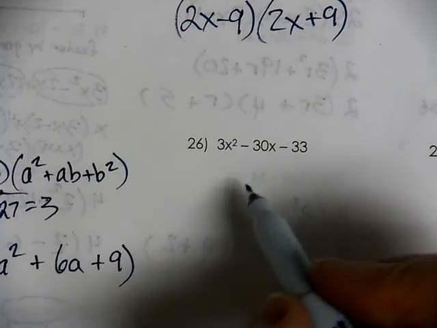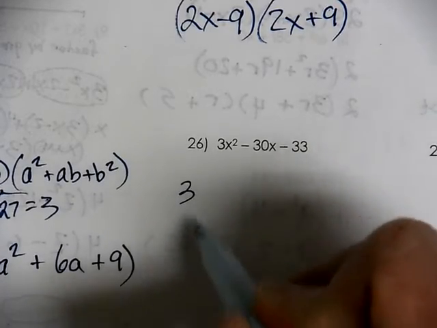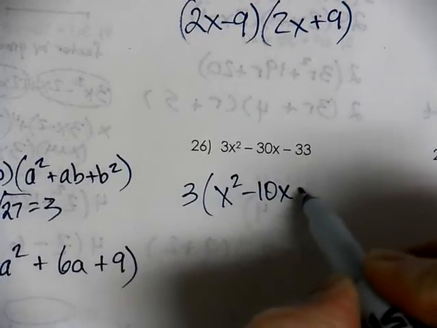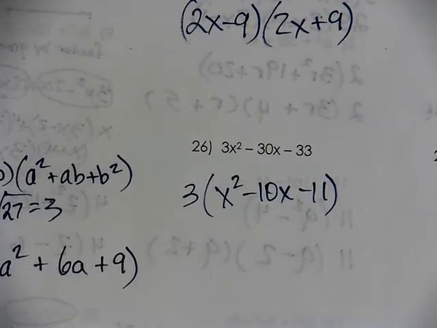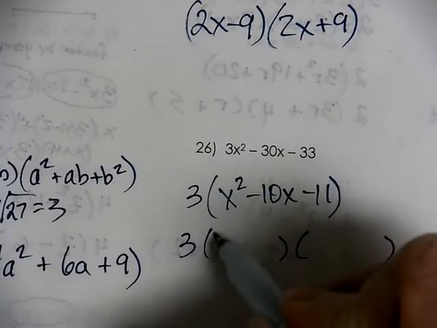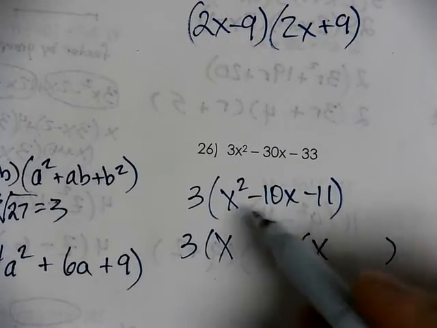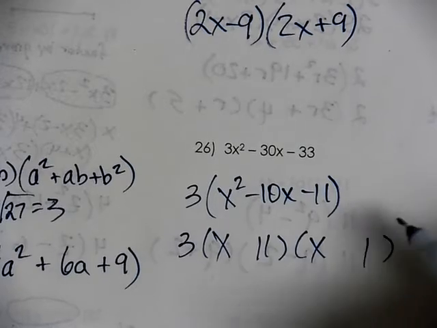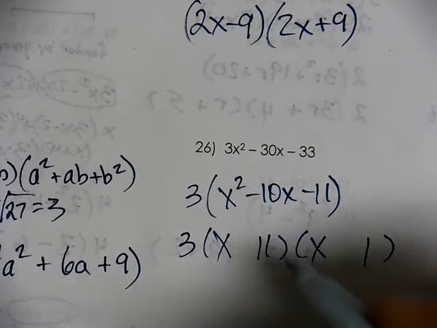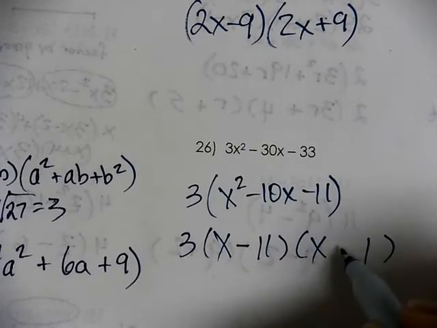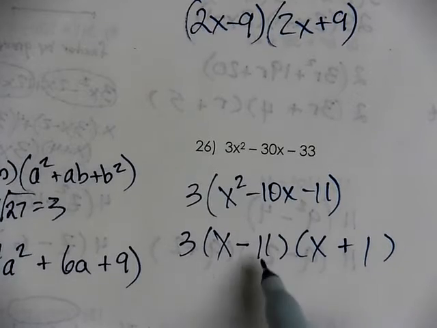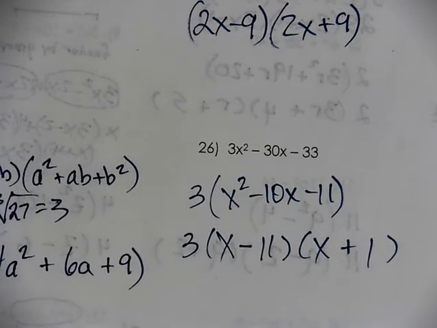Here we have a GCF. We can pull that 3 out and keep that GCF there. Don't lose that GCF. x times x is x squared. It would have to be 11 and 1, that's the only thing that multiplies to be 11. But it would have to be a negative 11 and a positive 1. That multiplies to be negative 11, but that still adds to be negative 10.